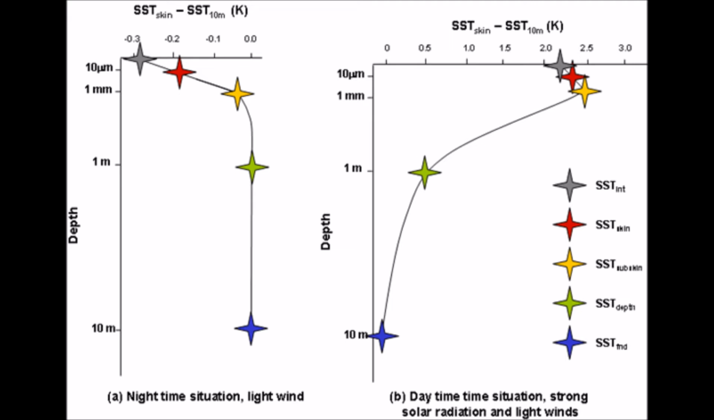These two graphs show the temperature gradient during nighttime on the left and during daytime, where solar radiation is strong, on the right. Therefore, the closer to the surface the measurements are done, the more accurate they are, as diurnal differences are minimized. However, this also shows that it is hard to combine different datasets together, as measurements are done at different depths.